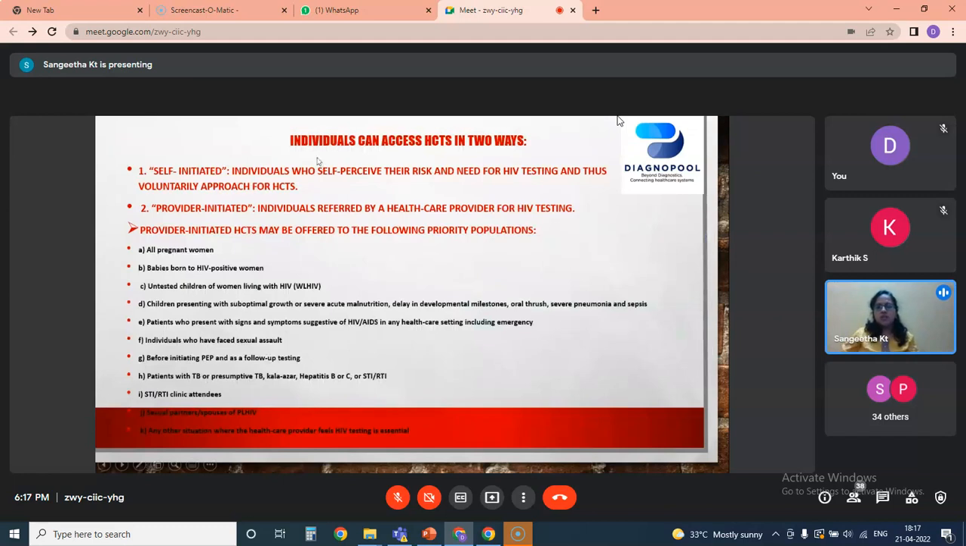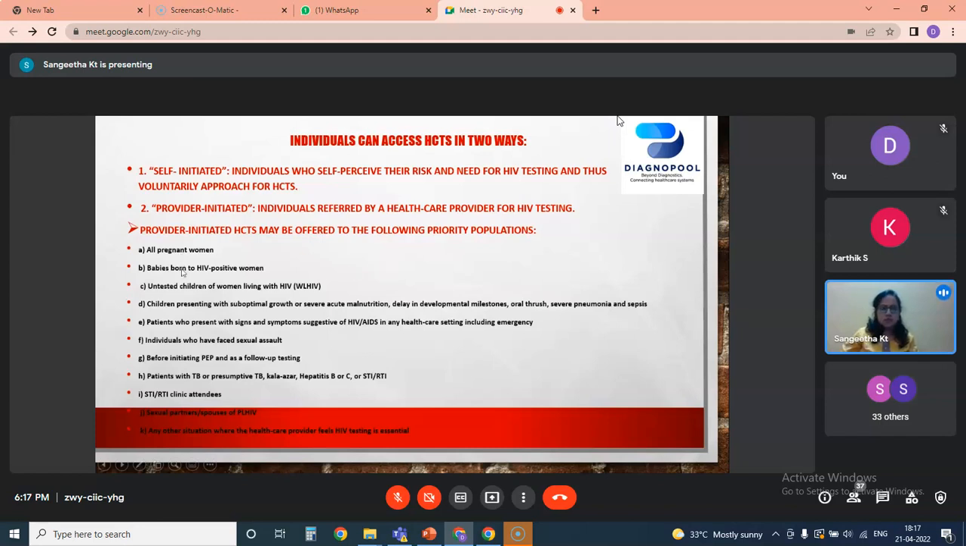So now, who are the individuals who can access the HIV counseling and testing services? We need to know there are two: one is self-initiated and one is provider-initiated. Self-initiated are those individuals who perceive their risk and need for HIV testing and thus voluntarily approach for testing. Provider-initiated is individuals who are referred by a healthcare provider for HIV testing.